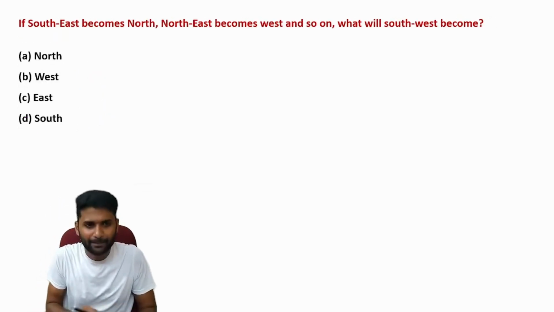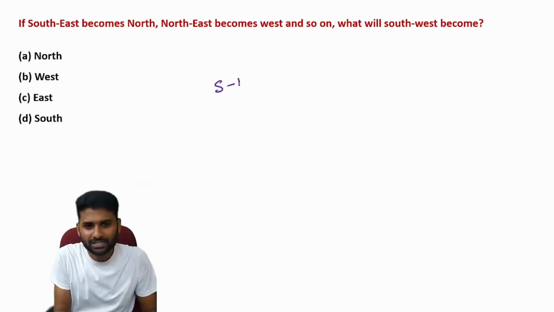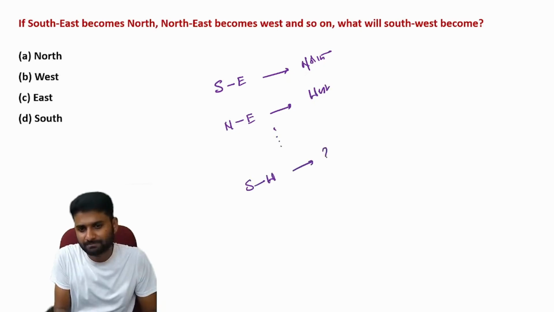So here we have a comparison. Southeast becomes north. Northeast becomes west. If we follow the same thing, how does southwest become dash?